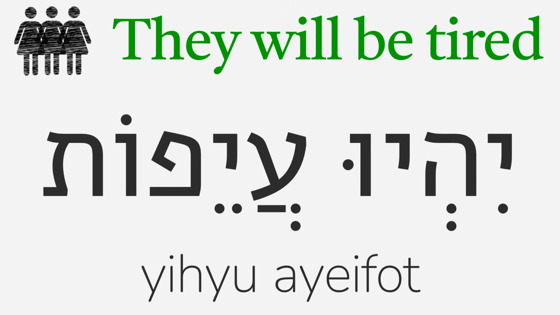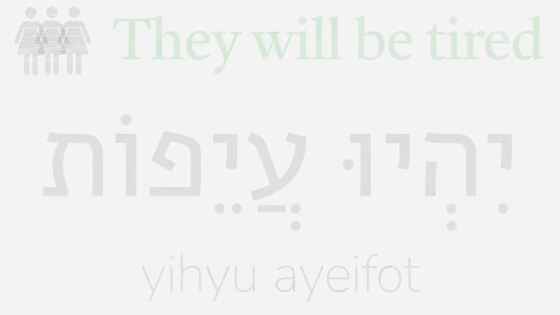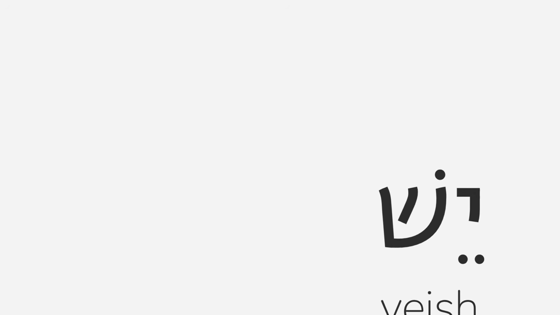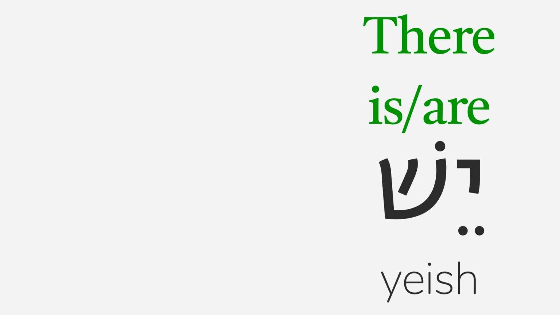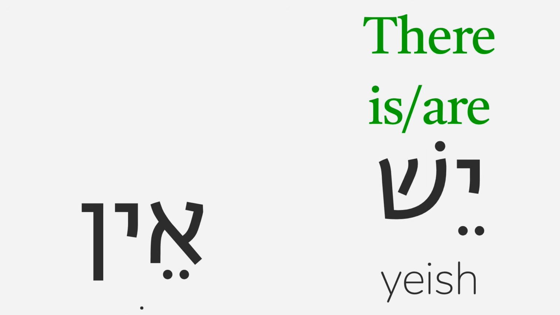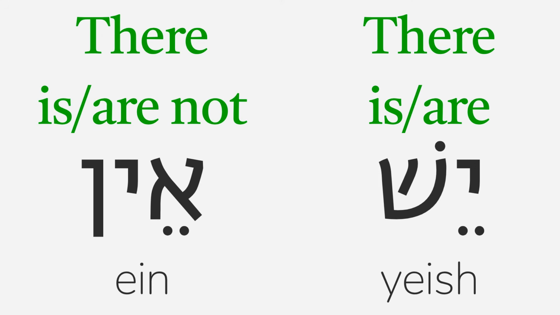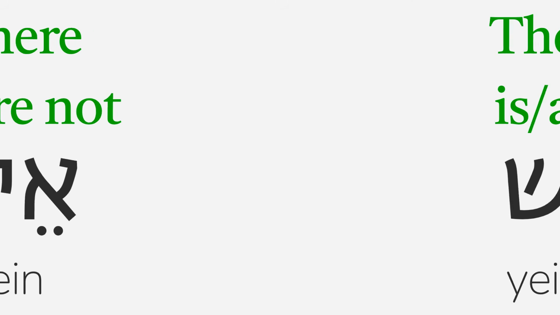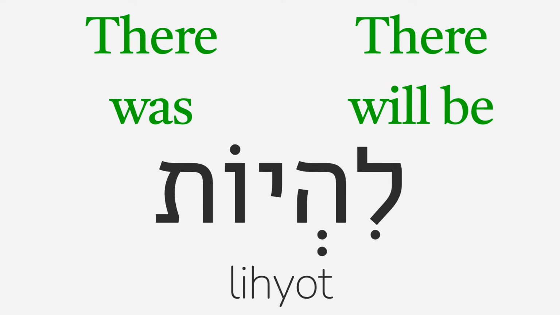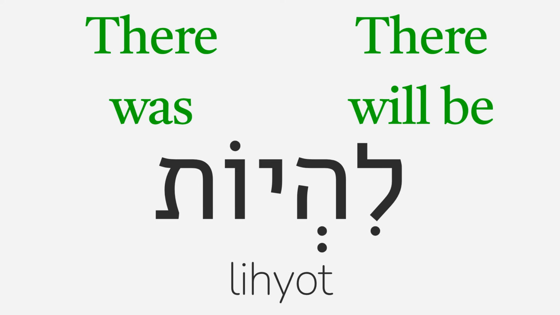We've learned before that the word yesh means there is or there are, and ein means there is not or there are not. These words are only used in the present. If we want to say there will be in the future or there was in the past, we will use the verb lihiot in the necessary form.